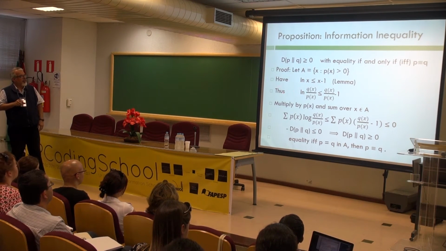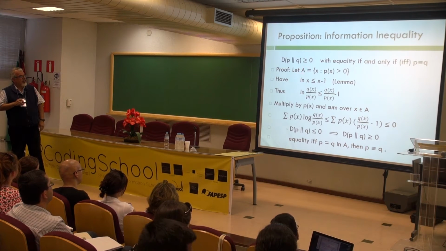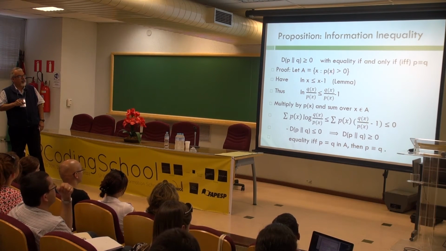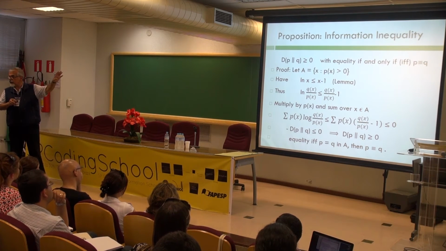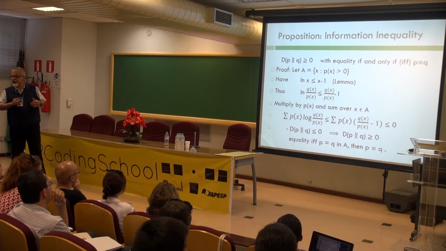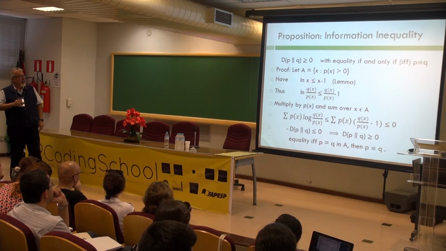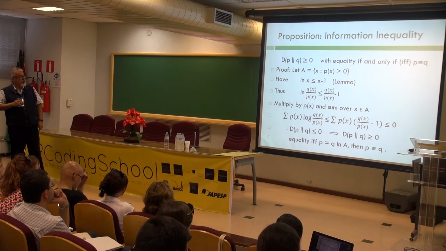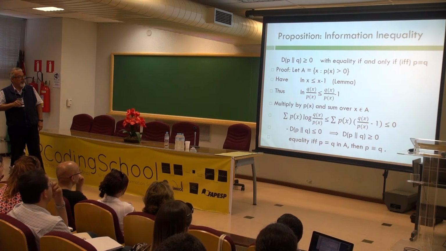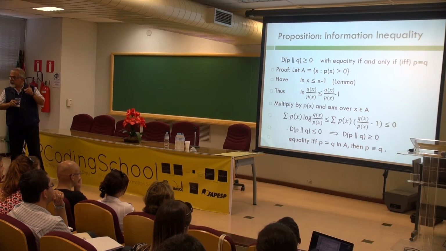Okay, just write this. First, let's consider the set A in which X has positive probability with respect to P. I don't care about Q for now. But with respect to P, it's going to be positive, because I don't want to divide by 0. Okay? So now I can write that log of X is smaller than X minus 1. That's just the lemma. Well, let's then substitute Q over P in the expression. Then we have that. Now we multiply by P of X on both sides, and we sum over X in A, which has positive probability with respect to P. Then we have just that here, okay?